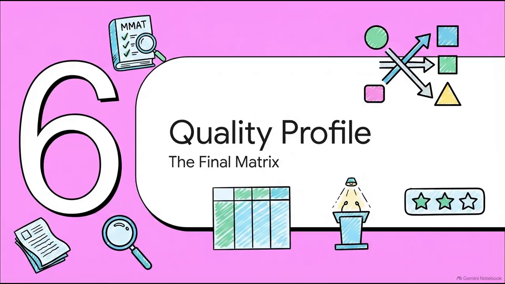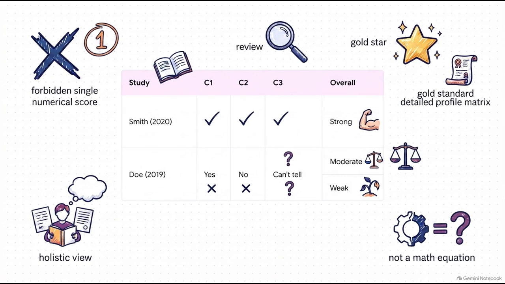Finally, let's head into Section 6, Presenting Your Quality Profile, the final matrix. So if you're forbidden from using a single numerical score, how on earth are you supposed to correctly present your findings? Well, the gold standard here is a detailed profile matrix. In your results chapter, you're going to want to provide a summary table. You set it up with 1 row per study, columns for your specific criteria marked yes, no, or can't tell, and then a final column for an overall qualitative judgment, something like strong, moderate, or weak. And that's based on a holistic view of those specific answers, not a math equation.